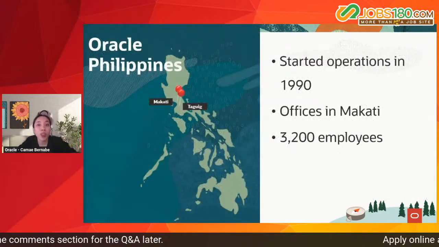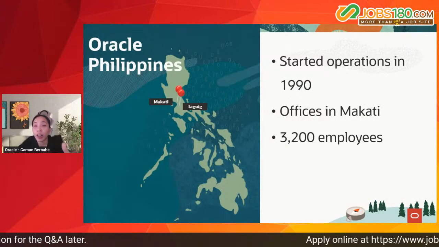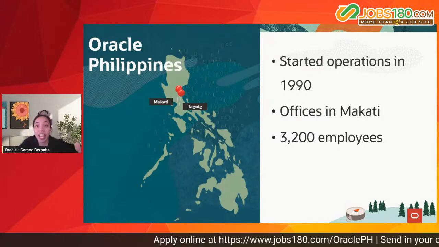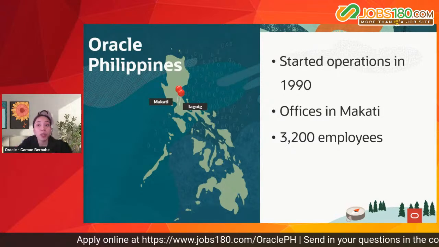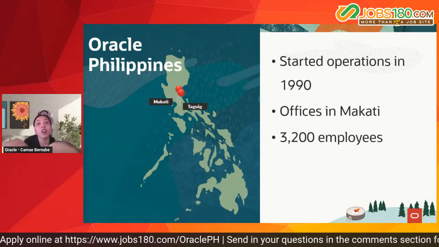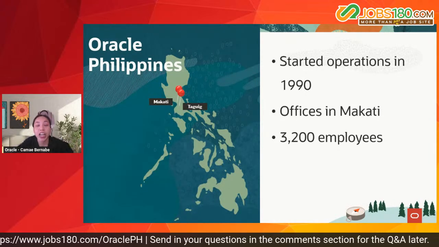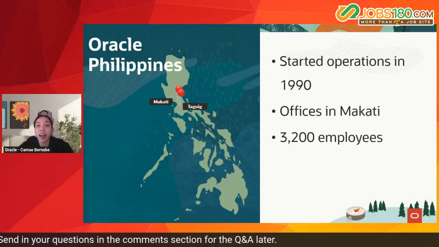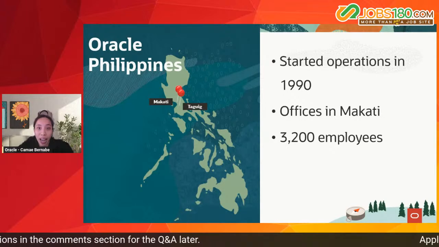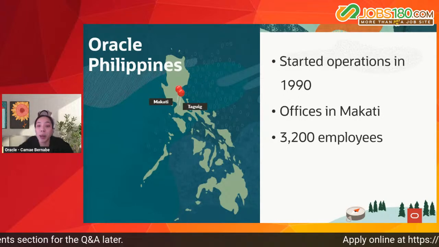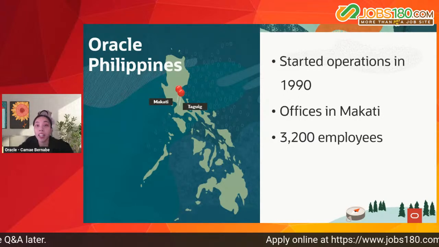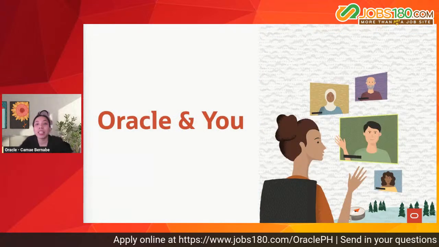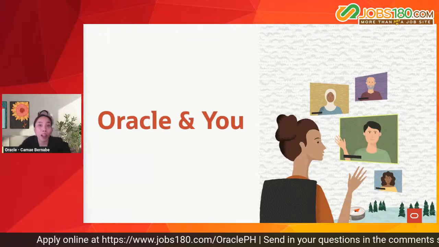It's important to note that Oracle is truly a global organization. You'll likely be connecting with global teams every day, and your first connection point would be Oracle Philippines. So let's take a closer look at our operations here. We started our operations back in 1990, and currently we have 6 offices scattered around in Makati. We have 3,200 employees, and demand is expected to increase over the coming years. I hope this helps you better understand more about Oracle today.